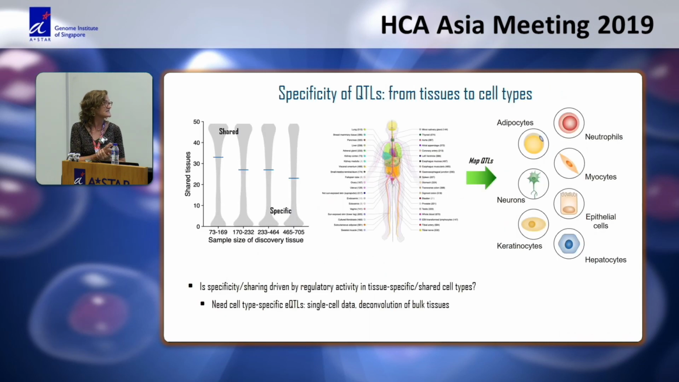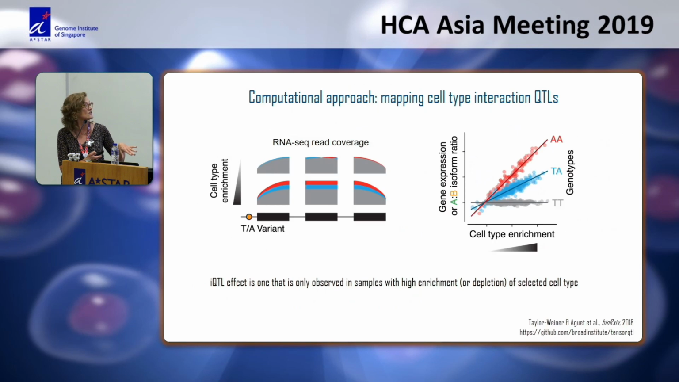So the question then is whether this specificity and sharing is driven by regulatory activity that's tissue specific or tissue shared at the level of cell types. To answer this question, we really need cell type specific eQTLs, either single cell data or, the way we approached it, to use a deconvolution approach computationally to deconvolute cell types in the GTEx data.